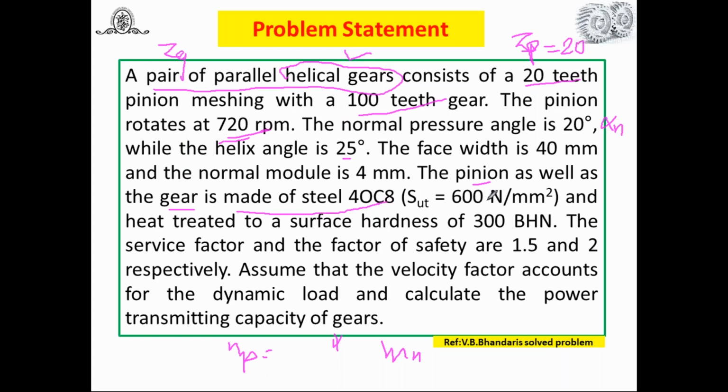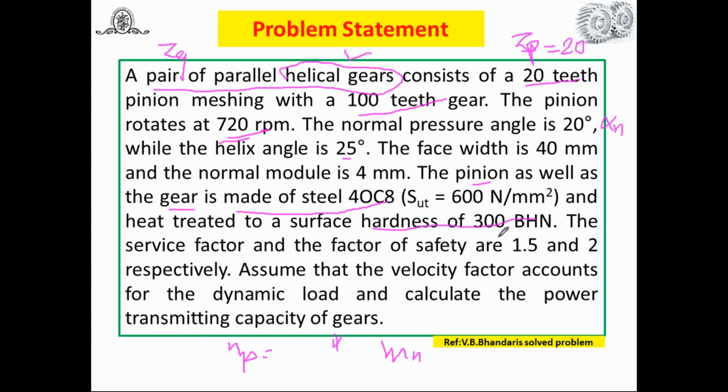Why? Because of the product sigma b into y, where sigma b means bending stress. Calculate the bending stress, sigma b is equal to SUT by 3, and y is the Lewis form factor. Again here, when they are made up of the same material, the pinion is weaker. That's why this statement is very important. Then surface hardness is given, 300 BHN.